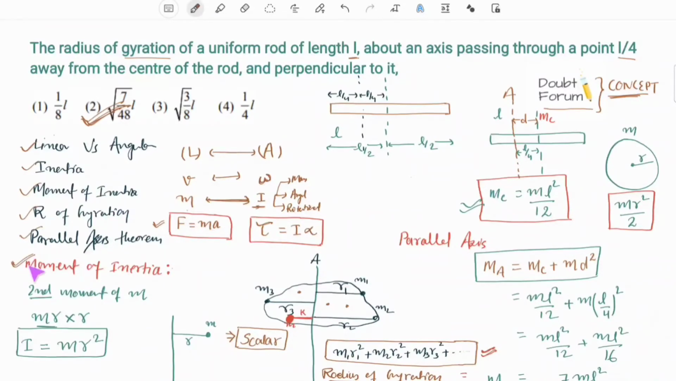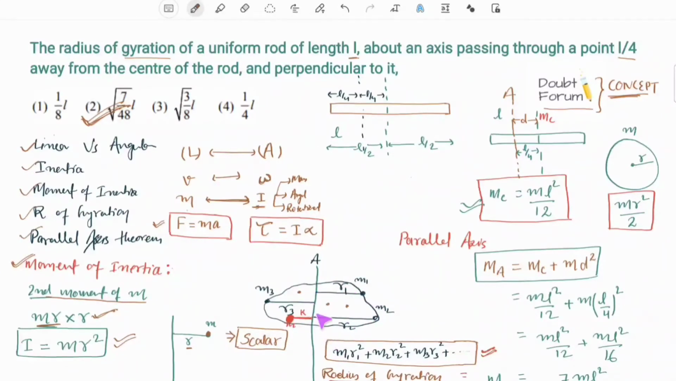Moment of inertia is the second moment of mass for any particle. So there is a particle at a distance of r from an axis. So the moment of inertia of this particle about this axis would be the second moment of mass. Mass times radius or mass times distance is the first moment, and again multiplied by distance gives the second moment. So mr square.